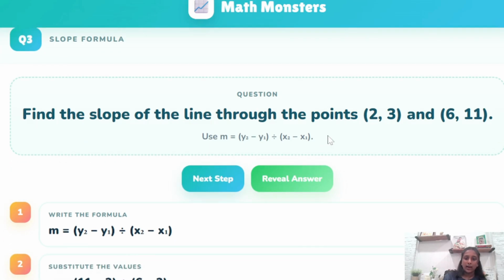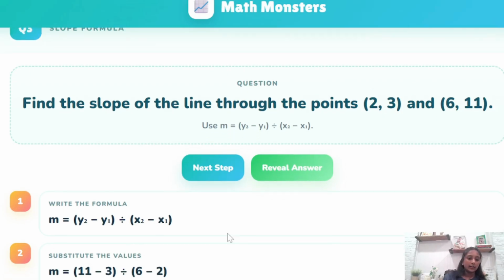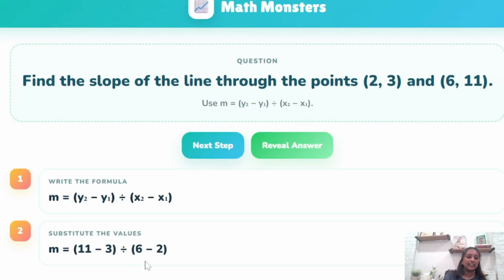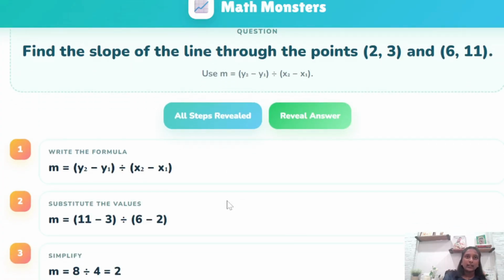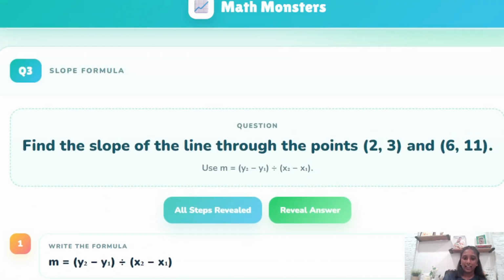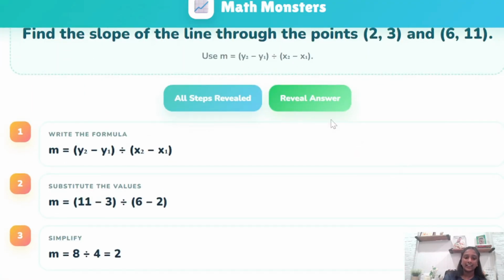So here the y values are 3 and 11. So we substitute and write 11 minus 3 in y2 minus y1. And then for x2 minus x1, we have 6 and 2. So we're writing it as 6 minus 2. When we simplify, we get that 8 divided by 4 is 2. So our slope of a line that goes through these 2 points is going to be 2.